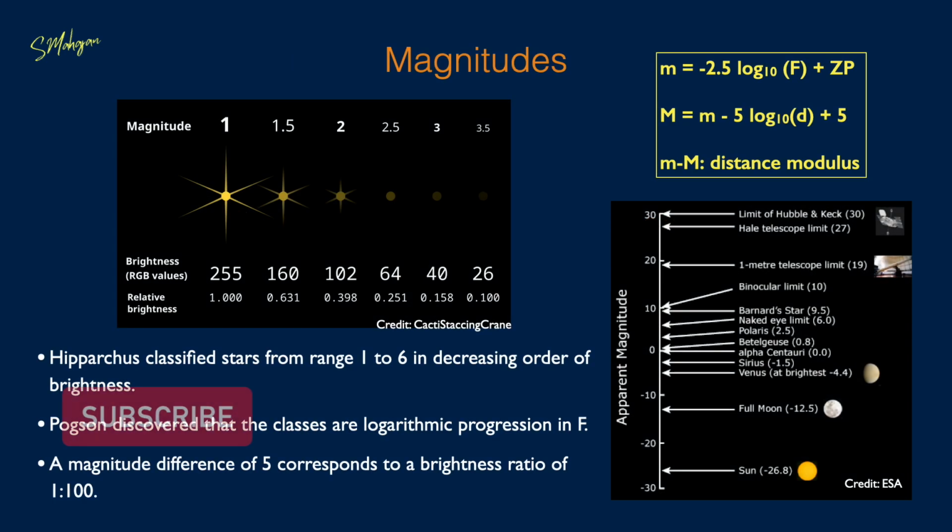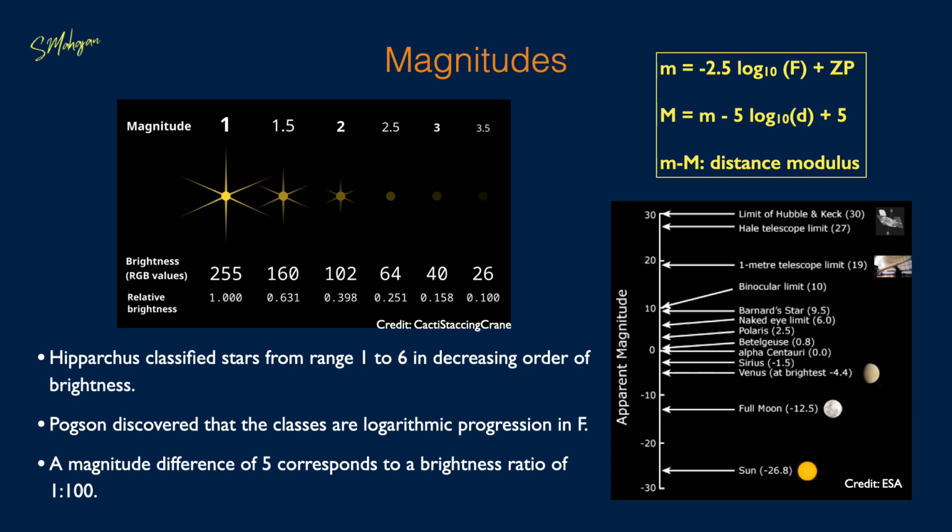Let's first define an important quantity called magnitude. Magnitude is a dimensionless quantity used to quantify the flux or luminosity of an astronomical object. The Greek astronomer Hipparchus classified the stars visible in the night sky from 1 to 6 in decreasing order of brightness. Since the human eye's response to light is logarithmic, magnitudes are measured on a logarithmic scale.